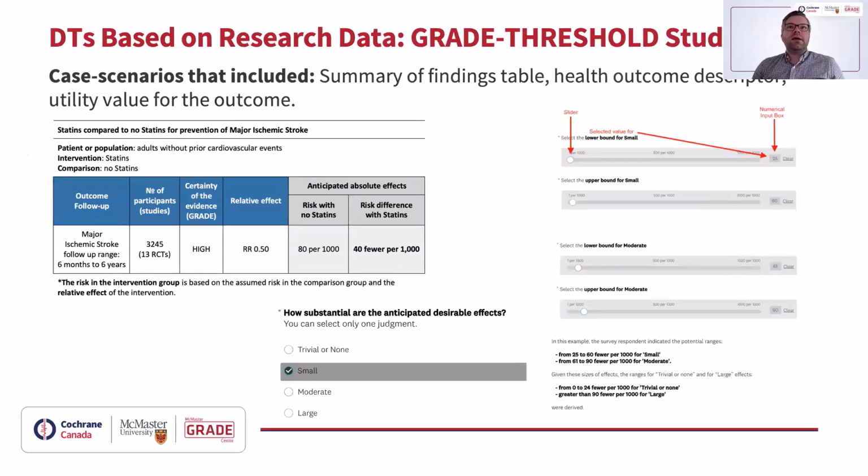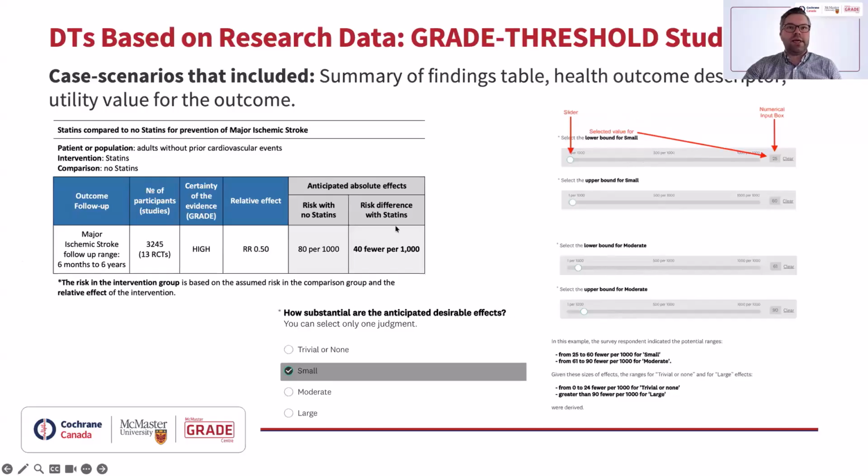So briefly, what the GRADE threshold study included were these case scenarios that included a summary of findings table, a description of the health outcome. Here, for example, we have major ischemic stroke as an outcome in one of the case scenarios, and the utility value for the outcome based on a search of the literature reporting what the utility value would be for an outcome such as major ischemic stroke. Respondents were asked to select what they would consider the upper and lower bound for a small effect, a moderate effect, and then anything beyond a moderate effect was considered large. Anything below a small effect was considered trivial.